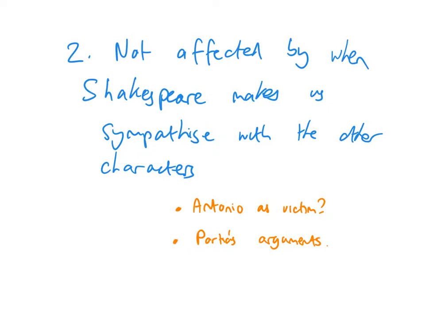Another key way in which Shakespeare not only makes Shylock seem powerful at this point, but also like a villain, making us not sympathise with him, is how Shylock is not affected when Shakespeare makes us sympathise with the other characters. So you can mention one of these, either Antonio being presented as a victim or Portia's own arguments.